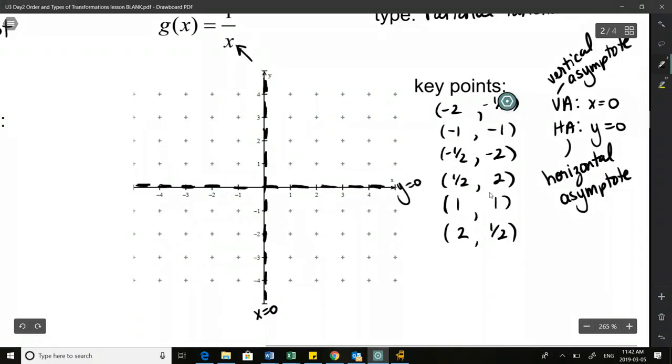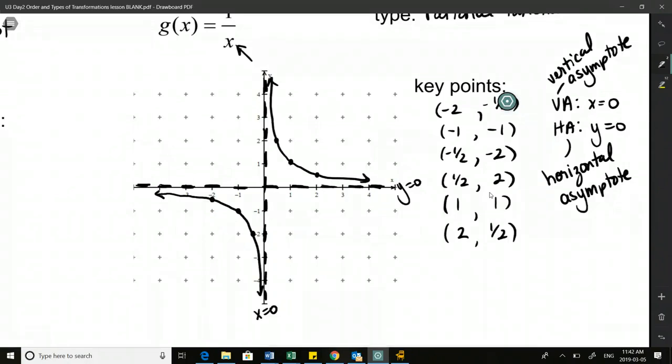Okay, so we have y equals 0, and then if we graph our 3 points here, we get these on the left, and then we get something similar on the right. We get something like this. Okay, so notice again that I'm not touching my asymptotes and I'm not crossing over my asymptotes. This isn't two different functions, this is all one function, it just has two pieces. Okay?